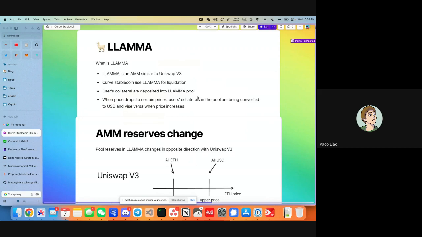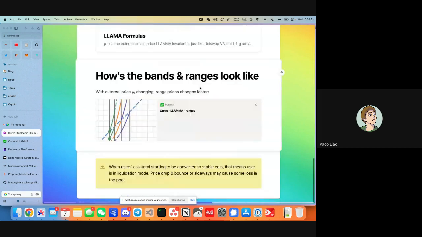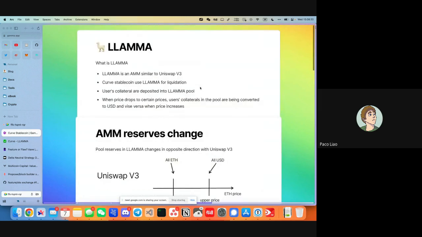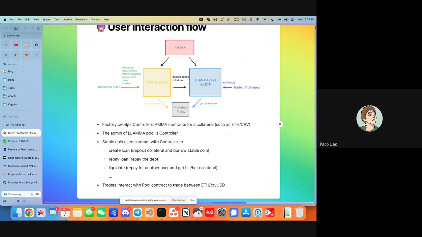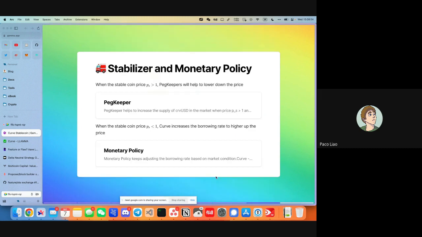All right. So the factory creates these contracts for collateral, and the admin of Llama is the controller. And stablecoin users interact with the controller, and traders interact with the pool contract. They can trade between ETH and Curve USD. And that's all for Llama.